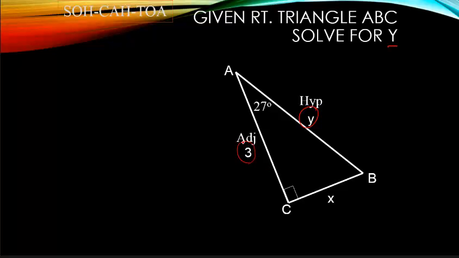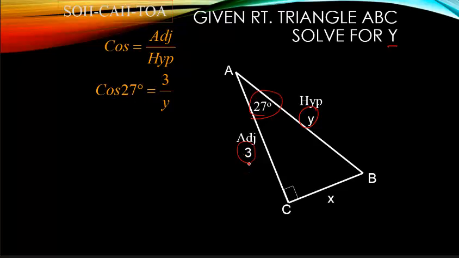What function uses adjacent and hypotenuse? Hopefully you're starting to say this quickly, not having to look at SOHCAHTOA. Plug in the known values. I need to put my 27 with my cosine. Adjacent is 3, hypotenuse is y. Okay.